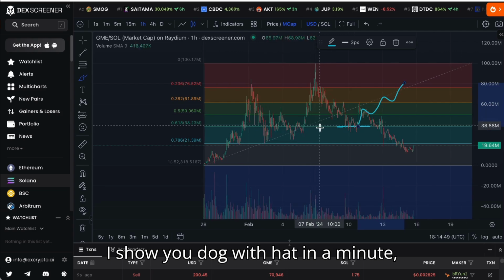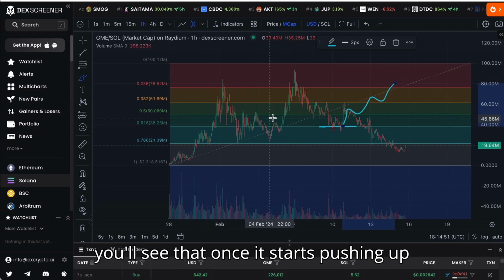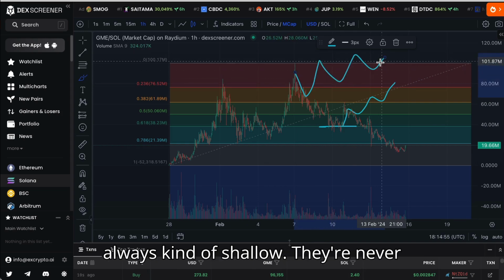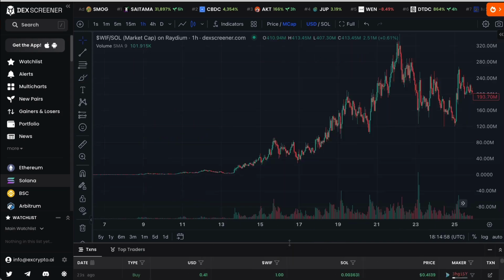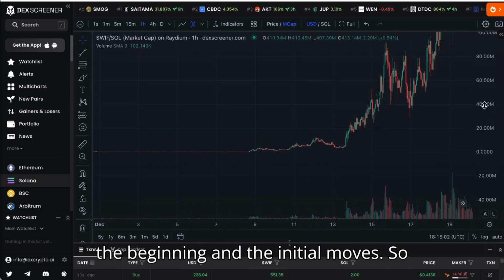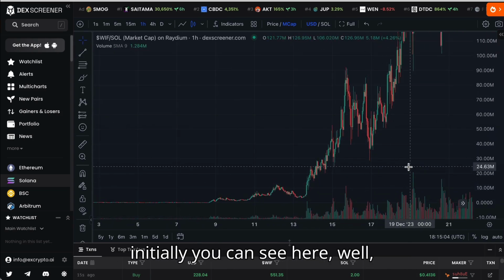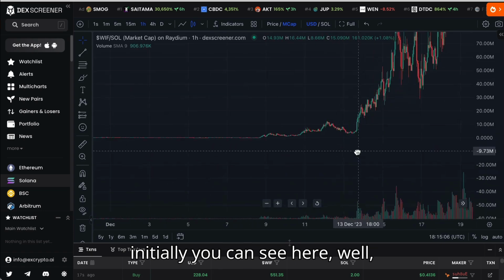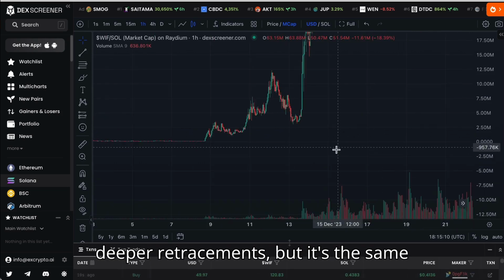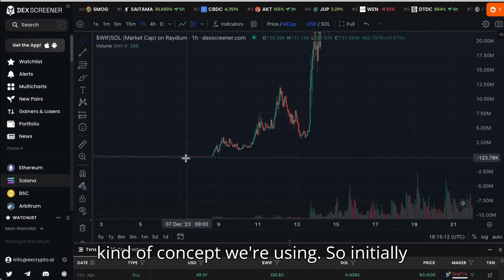But when I show you Dog with Hat in a minute, you'll see that once it starts pushing up to higher levels, the pullbacks are always kind of shallow. They're never that big. So let me show you an example. This is Dog with Hat. Let's go right to the beginning and the initial moves. Initially, all the way back here, it did a few deeper retracements, but it's the same kind of concept we're using.